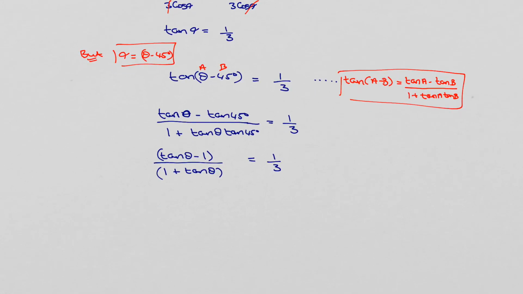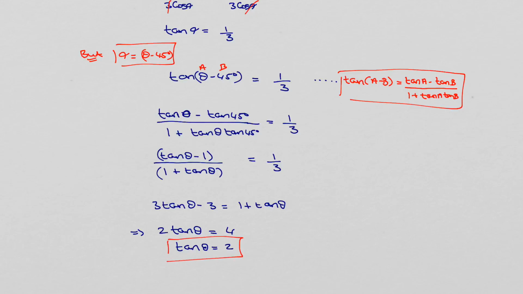And now if I cross multiply, I get 3 times tan theta minus 1. So 3 tan theta minus 3 is equal to 1 times 1 plus tan theta. And look at that. Lovely stuff. We have 3 tan theta minus tan theta is 2 tan theta. And 3 plus 1 is 4. And yay, tan theta equals 2. Done. Okay, so you can see why I kept theta minus 45 till the very end, because it just solves so many issues that can often happen at the start of the question.